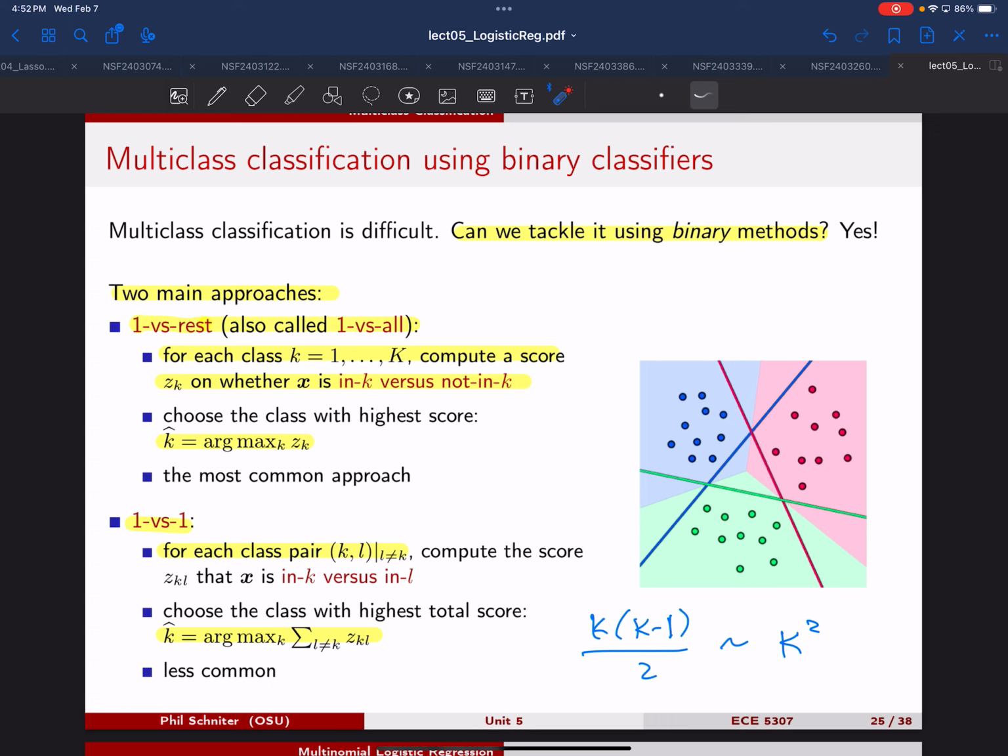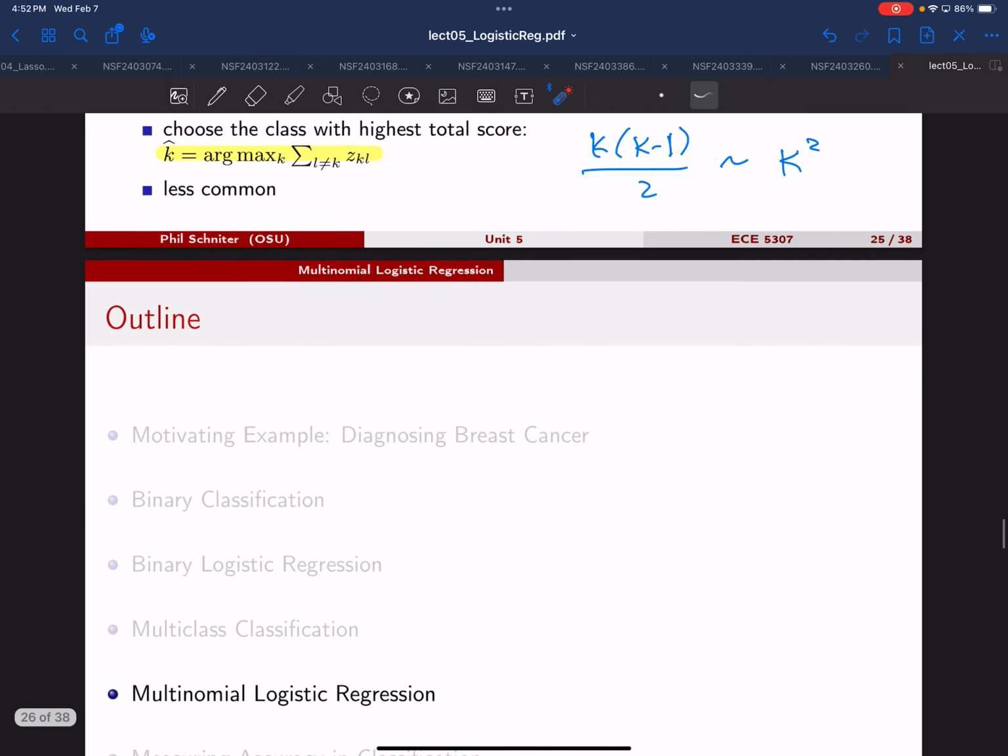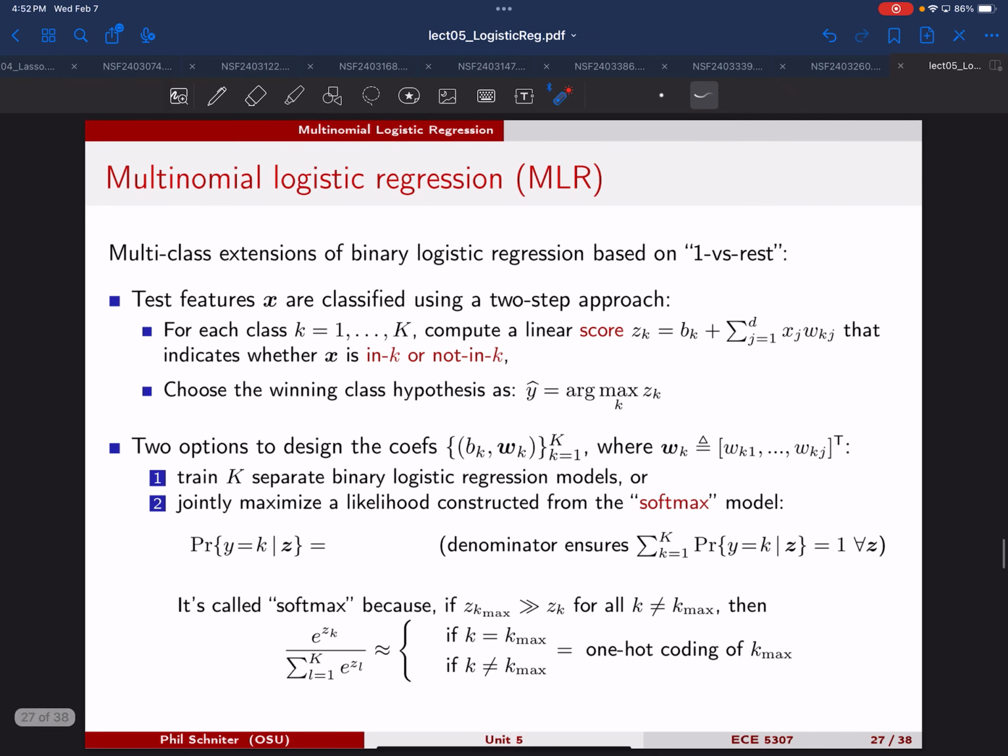Okay, so those are using binary methods for multi-class. Any questions on this? All right, now let's get into a very specific approach, which we'll see is a direct generalization of logistic regression to more than 2 classes. We'll actually uncover 2 different approaches. These are multi-class extensions of binary logistic regression based on that 1 versus rest idea, that first one.